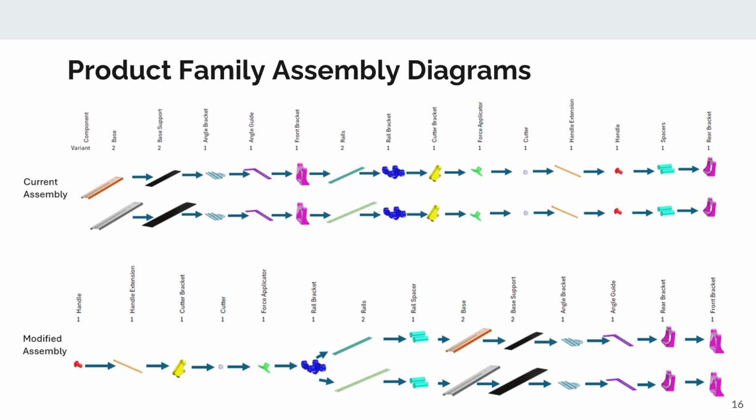Looking at the current product family assembly diagram, the part variation appears at the beginning with no strategy to prioritize common components. In the diagram for the modified assembly, we enable delayed differentiation to take place by front-loading the common components for an improved result.